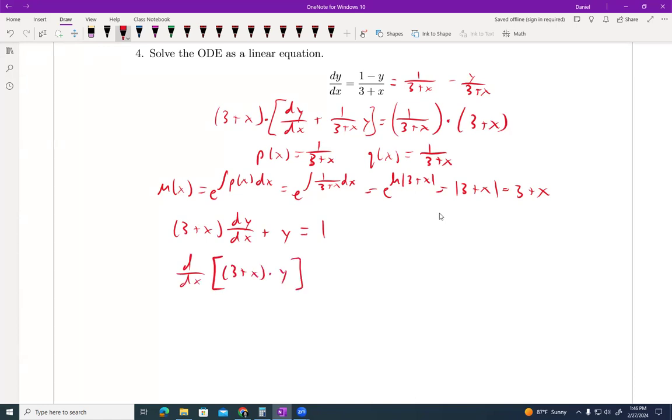Now the left-hand side can be rewritten very nicely as the derivative of mu of x times y. Okay, you can use the product rule to verify that that's true, right? Leave the first alone, take the derivative of the second, you get this. Plus, now you take the second, you take the derivative of the first and leave the second alone, you just get 1 times y, which is this. Okay, so then now we get that 3 plus x times y is equal to the integral of 1, so we get x plus c. Now divide by 3 plus x, and we get y is equal to x plus c over 3 plus x.